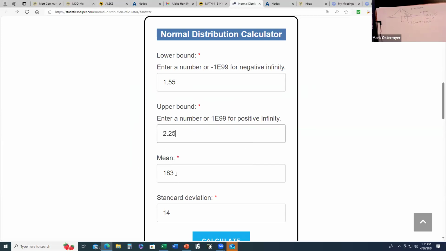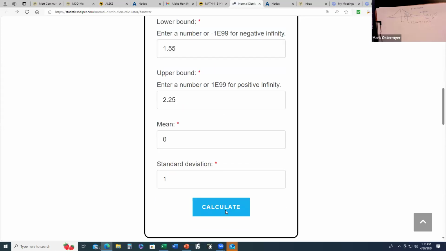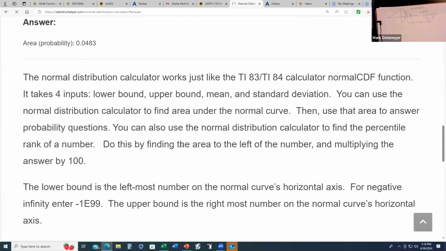Now we need the mean and the standard deviation of this data set. The mean, since it's the standard normal distribution, is always 0. And since it's the standard normal probability distribution, the standard deviation is always 1. So we populated our fields. Let's go down and calculate. And boom, we're done.